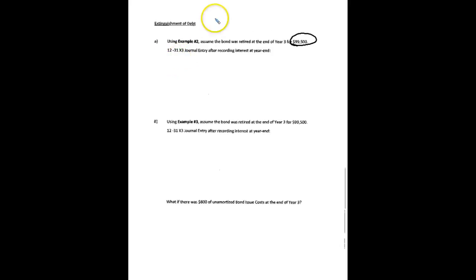Essentially we want to remove the carrying value of the bond. So get rid of it. Cash is going to go out, right? So we're going to give up cash in exchange for these bonds, the carrying value of the bonds, and the difference is either a gain or a loss.